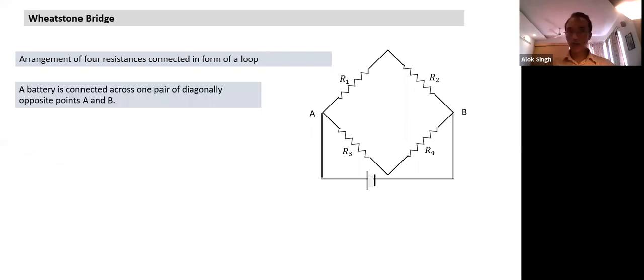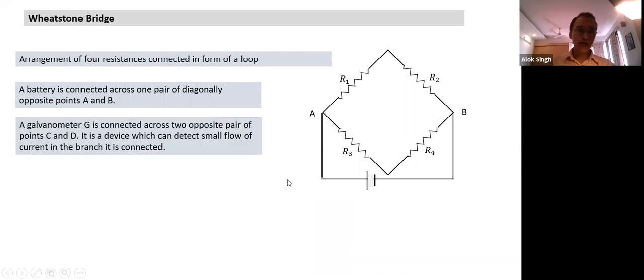Now, step by step, what is Wheatstone? Wheatstone is an arrangement of 4 resistances. A battery is connected across one pair of diagonally opposite points A and B. Across one diagonally opposite pair, the battery is connected across points A and B. A galvanometer G is connected across the other 2 opposite points. So one pair has the battery, and the other pair of diagonally opposite points has a galvanometer.